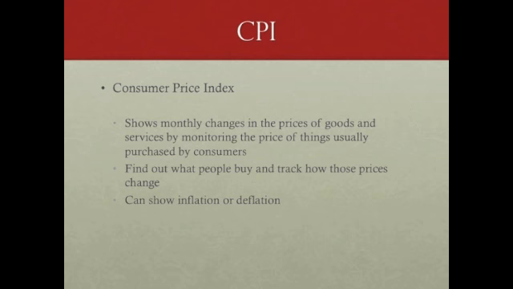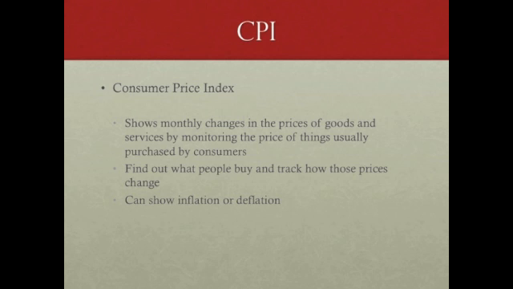Okay. Today, the big thing we're going to focus on is what we call economic indicators, or ways to measure how well an economy is doing. Okay, so GDP is the first way we measure that. The second is called CPI, or Consumer Price Index. The Consumer Price Index shows monthly changes in the price of goods and services by monitoring the price of things usually purchased by consumers. Okay, what they'll do is they keep track of how much things cost and how much of that certain good is being bought by people.